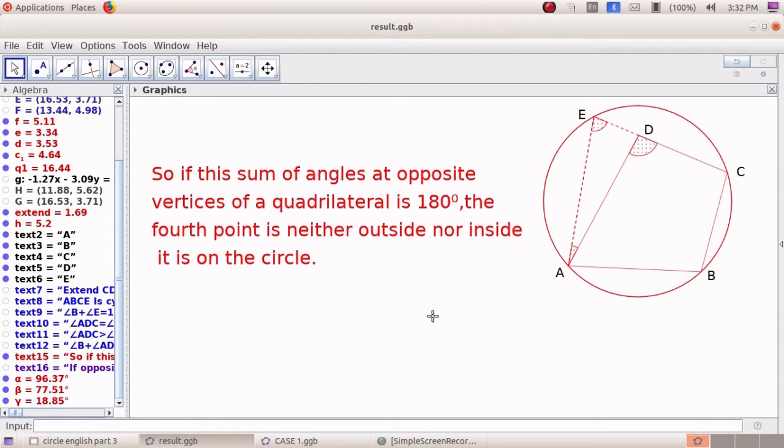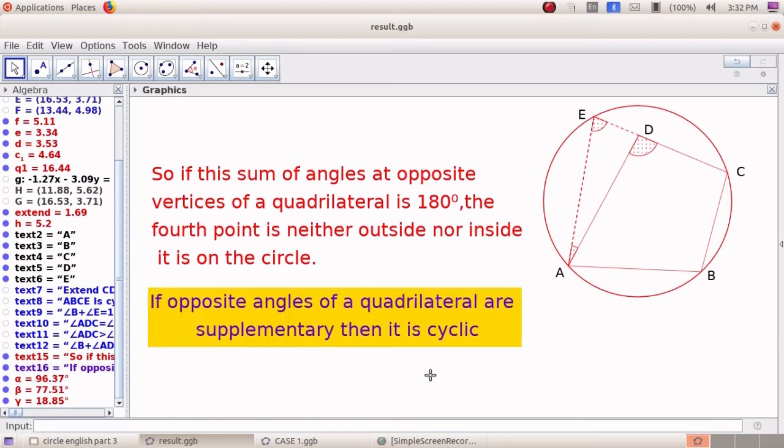And so when opposite angles of a quadrilateral give the sum 180 degrees, if we draw a circle through three vertices, the fourth also will be on that circle, meaning that the quadrilateral will be a cyclic quadrilateral. That is, if opposite angles of a quadrilateral are supplementary, the quadrilateral is cyclic. That means we can draw a circle passing through all its vertices. This is the result we have got from this discussion. You have to write these two things and at last this result in a box.